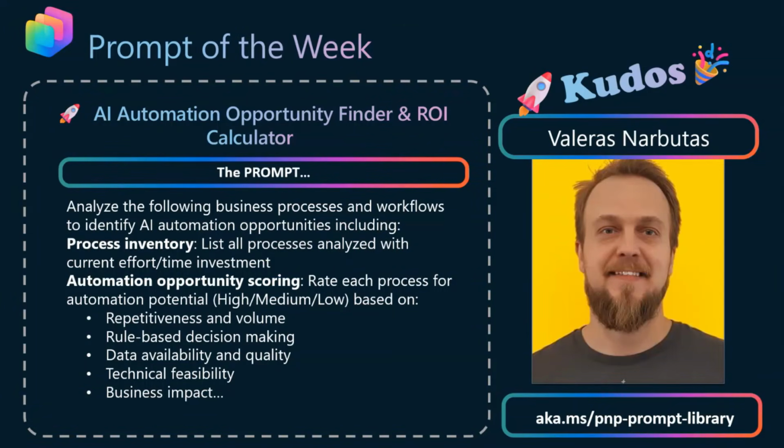So congratulations to Valeris. He is the prompt of the week on the topic AI Automation Opportunity Finder and ROI Calculator. I'm not going to read all that, but essentially it allows us to identify business processes and workflows to automate opportunities, including process inventory and automation, and gives a scoring to it and all that kind of stuff. So absolutely cool. Thank you, Valeris. Great job. And you can check that out at the repo.